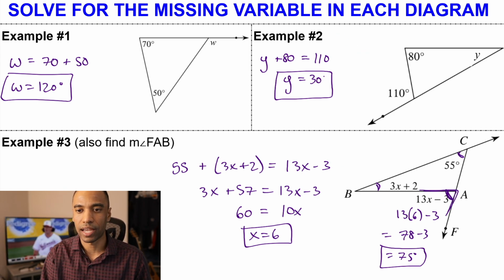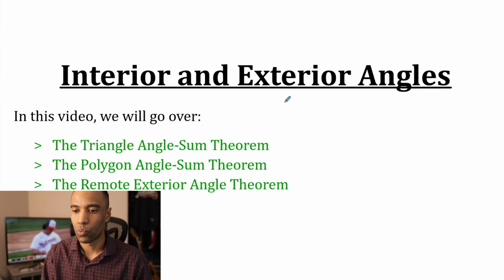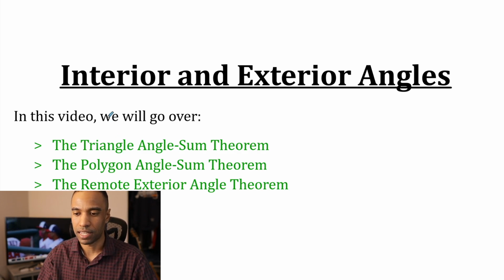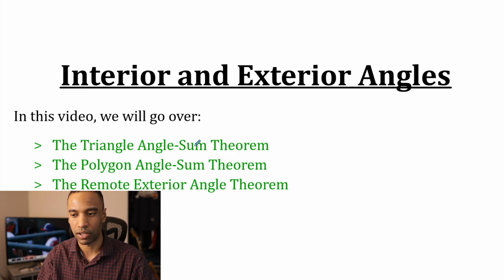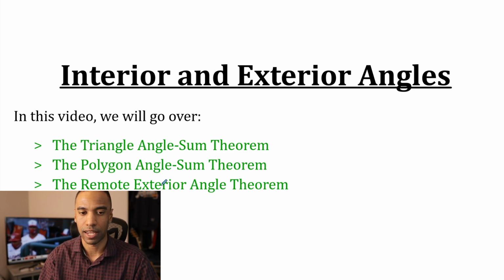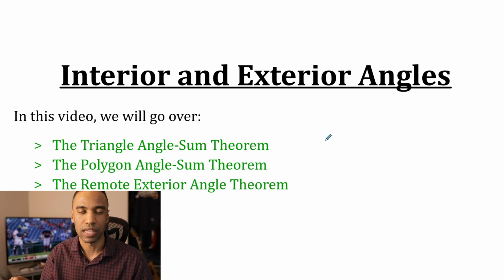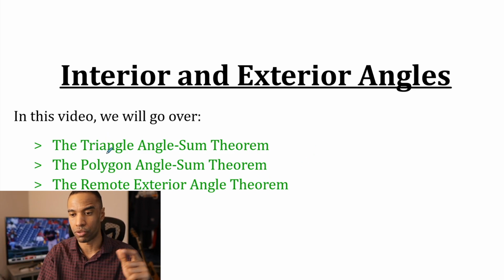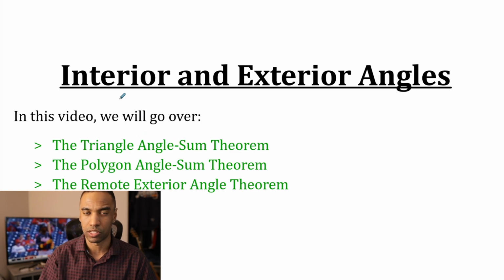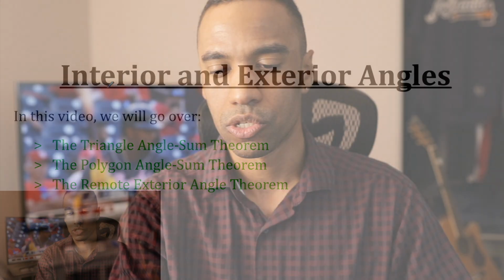So, as we check off everything that we've done here, we have determined how to find the interior angle sum of triangles using the triangle angle sum theorem, and the interior angle of any polygon by using the polygon angle sum theorem, and finally the remote exterior angle theorem. It just kind of speeds things up. It's not a required knowledge if you know the triangle angle sum theorem, but it really speeds things up and takes out the redundancy.